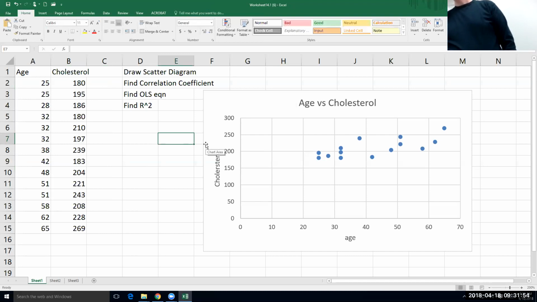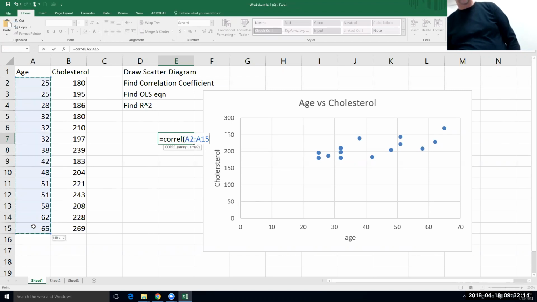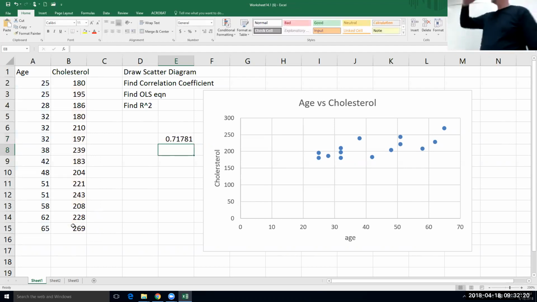Garrett remembers. Shay remembers. Equals CORREL. Thank you, Shay. And then what? That was a good start. Highlight the first column. Thank you, Spencer. Comma, second column. Clear out those cobwebs. All right, so now, strong, moderate, weak, or no correlation? Strong, because greater than 0.7, okay?